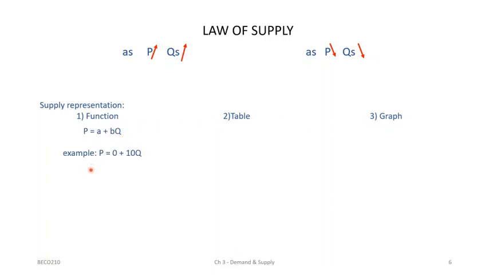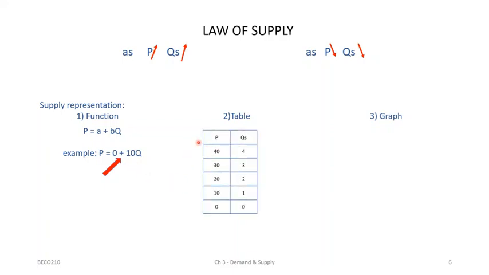An example for a supply function is P equals 0 plus 10Q. As you can see, the positive slope shows the positive relation between P and Q. If Q increases by 1 unit, the price increases by 10. Using a table, we have the prices and the quantity supplied for each price. You can also see that whenever the quantity supplied increases by 1 unit, the price increases by 10.